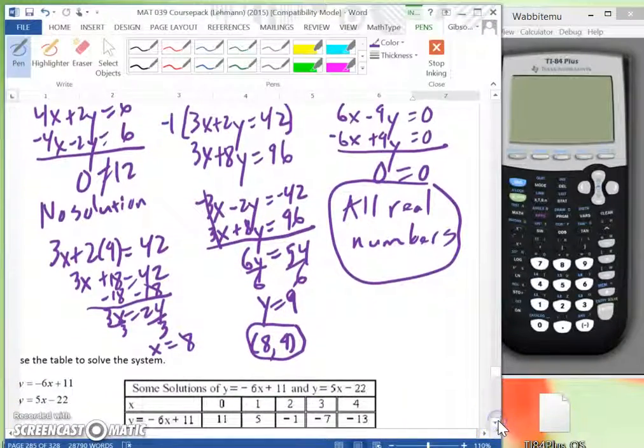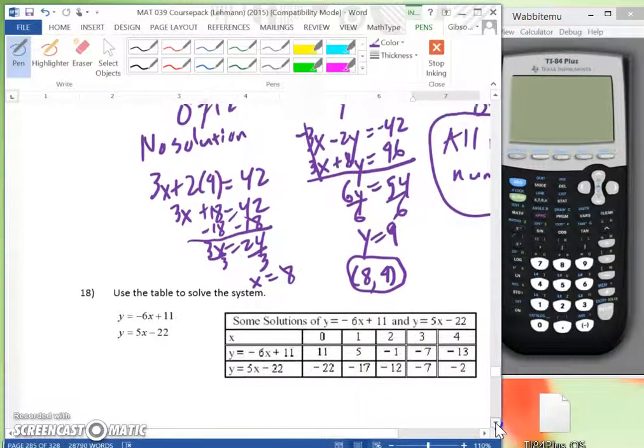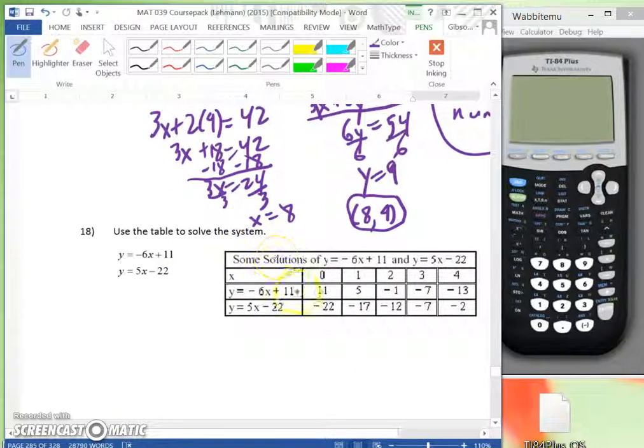Now, you come down here to problem 18. It says use the table to solve the system. Now we have this system of equations. They tell us what 0, 1, 2, 3, and 4 are. Now we know in solving the system of equations, we want to find where they intersect. So all we have to do here is look for where both of their y values are the same. This is their x, and these are the y values.